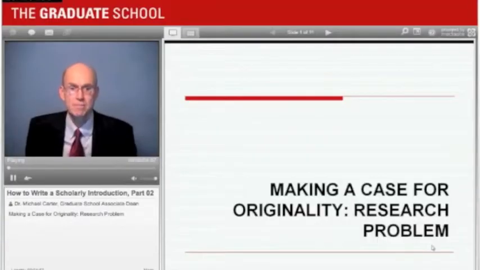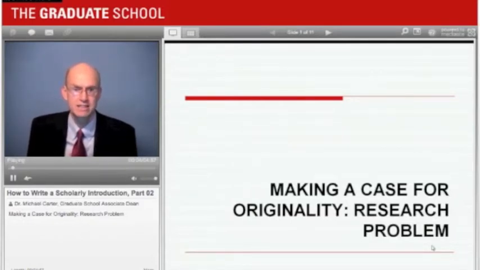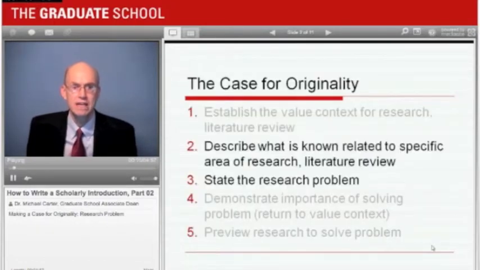In the first part of this workshop, I mentioned that introductions have a particular pattern. In this part, we're going to look at the pattern you can use to make a case for originality. The key to making a convincing case for originality is setting up and presenting the research problem. This is a move that occurs in the middle of the introduction.